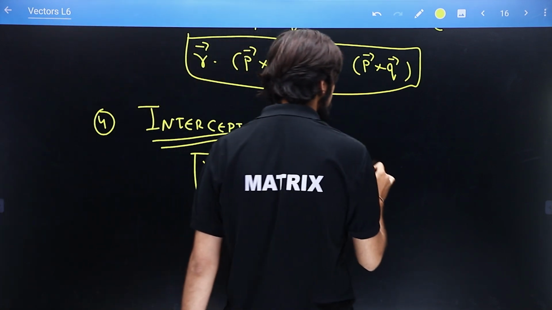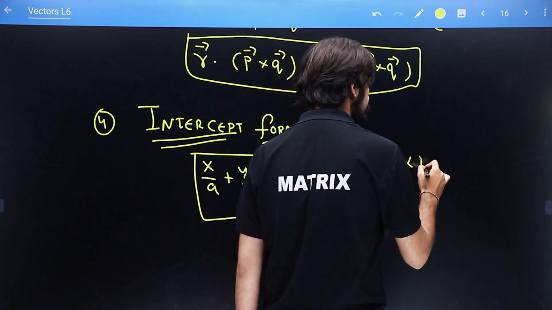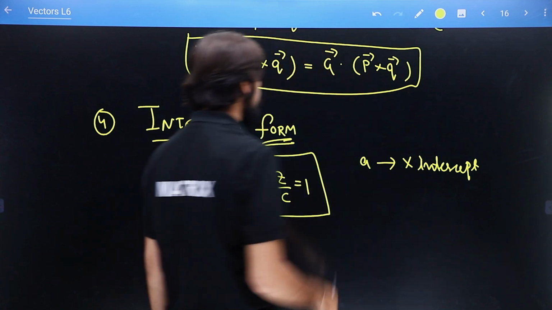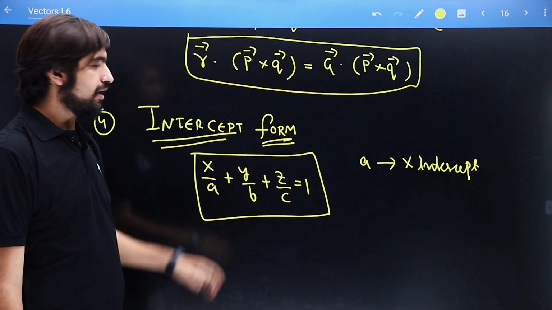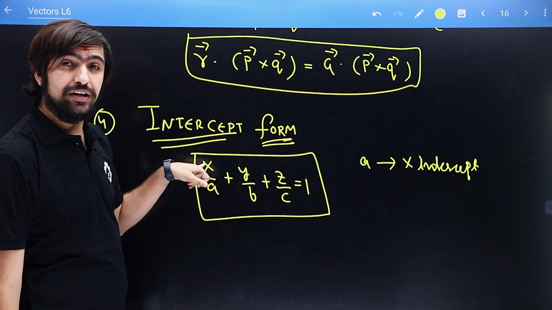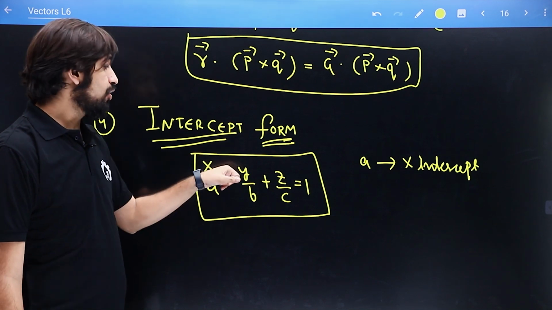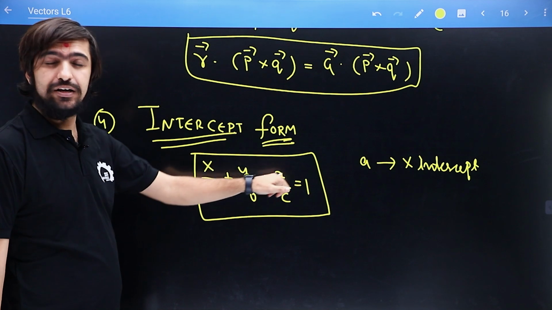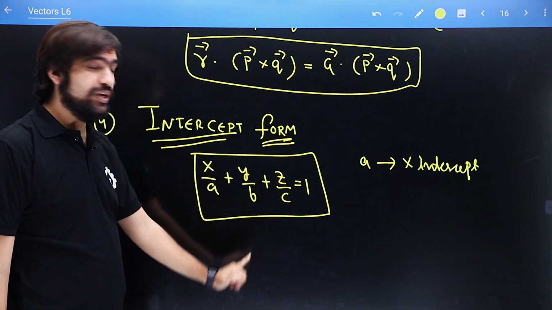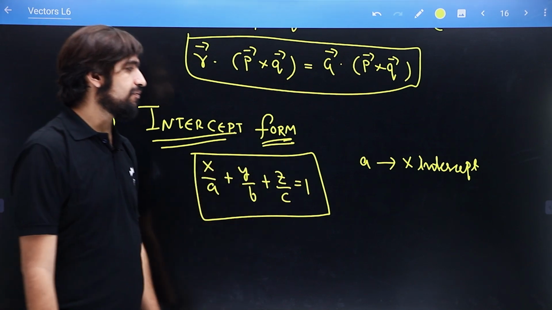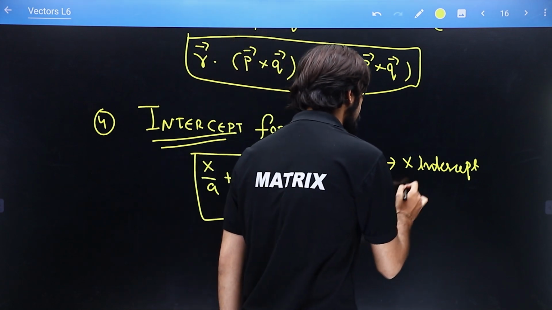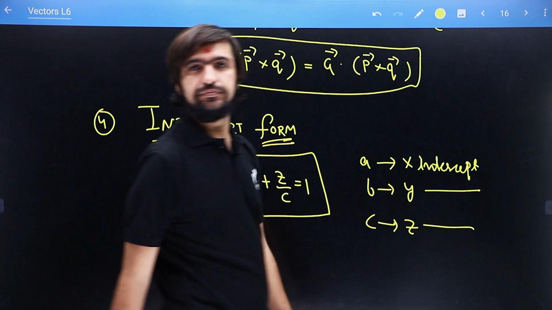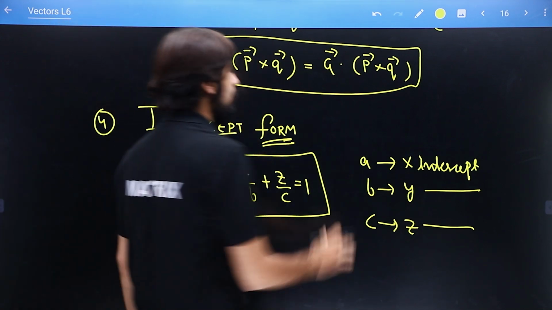Where a is the x-intercept. Again, you have to remember this is the standard form: the right side should be 1, and on the left side the coefficient of x should be 1 and everything should be in the denominator. The coefficient of y should be plus 1 and everything in the denominator. The coefficient of z should be plus 1 and everything in the denominator. That is your intercept form, where a is the x-intercept, similarly b is the y-intercept and c is the z-intercept.